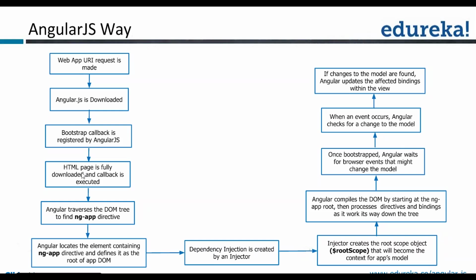The HTML page is fully downloaded, and a callback is executed. So Angular traverses the DOM and then finds an ng-app directive. This is the starting point of an application, where it actually starts bootstrapping the entire application. When it sees ng-app, it knows that it's an AngularJS app. It will also load all the modules, the directives, and all the services that it needs to run this AngularJS application.